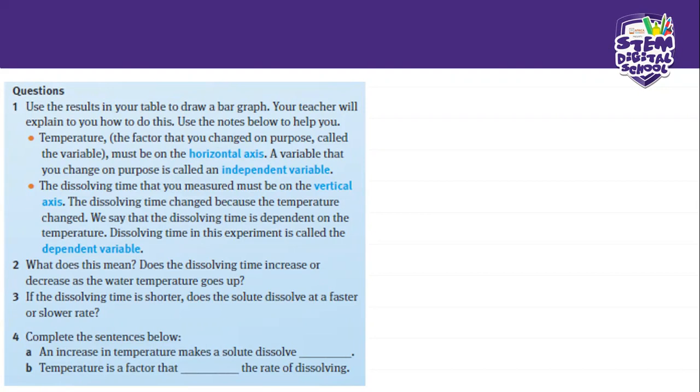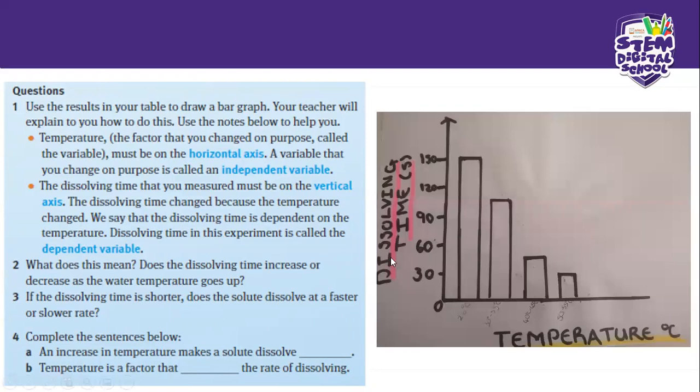All right, let me just show you guys here on the graph that I drew. If you can just see here, we have pink highlights on it. From 0 to that area there, this is what we refer to as the vertical axis, and our dissolving time is on this axis, and this is where you find the dependent variable. And then on this axis here at the bottom, where we find our temperature, this is where we find our independent variable.